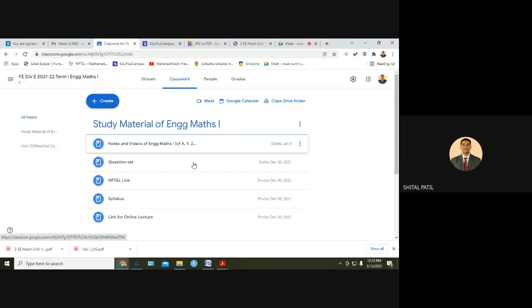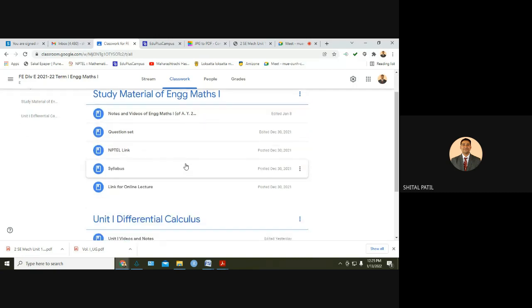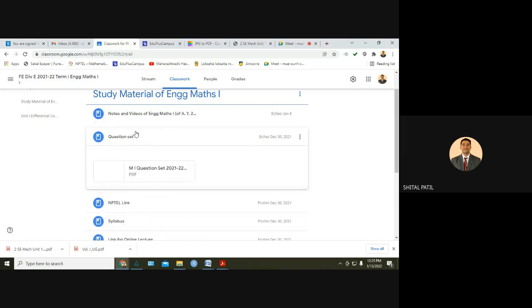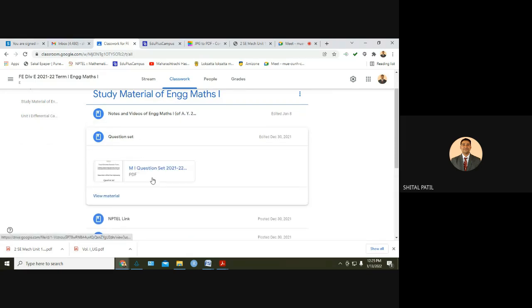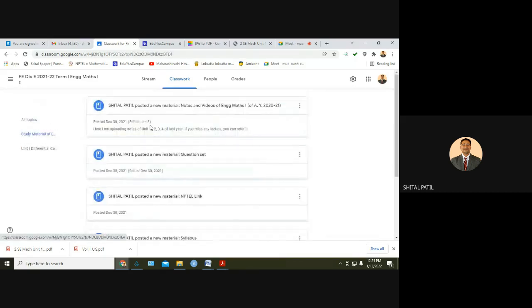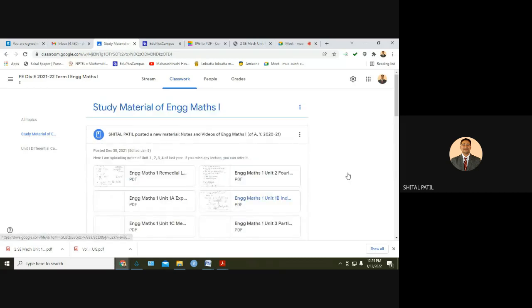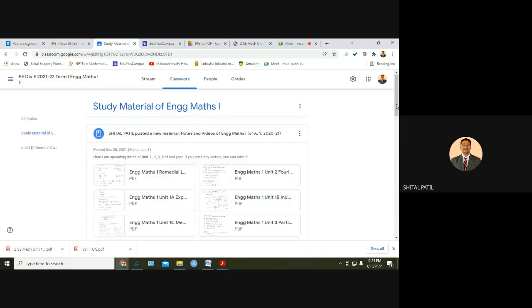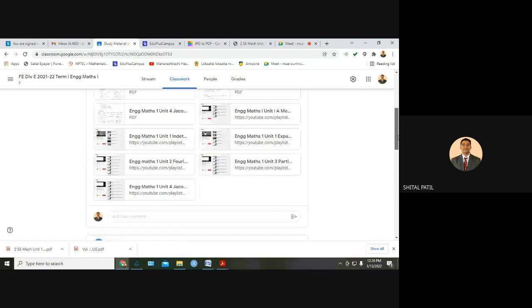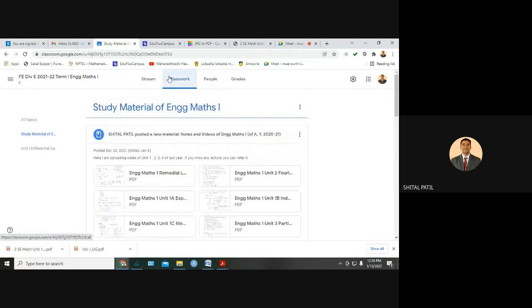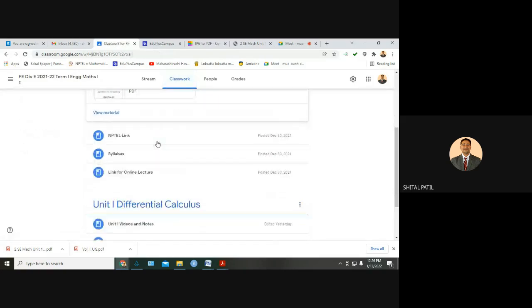I think you know what we are doing in the Google Classroom. This is the study material of engineering mathematics. Previous notes are there, question set is there. The MCQs are not uploaded yet. I'll upload the MCQs over here in the question set, since during the tutorial you are solving the MCQs. Here, these are the old notes. If you want to refer, you refer, or whatever we are studying is more than sufficient. Then what about the homework assignments?